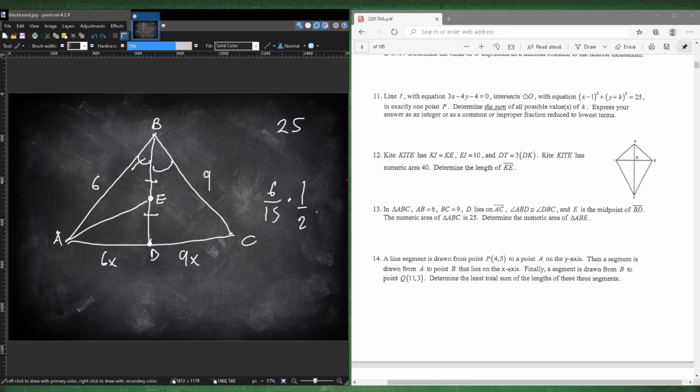So what is our big triangle? That's 25. So we can just do some math. That's 5, that makes 3. Cancel with this 5 to make 5. This 3 and the 2 will cancel with the 6. So our only answer for number 13 is 5.